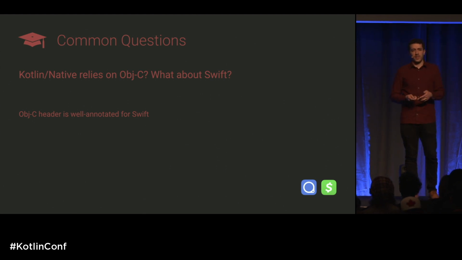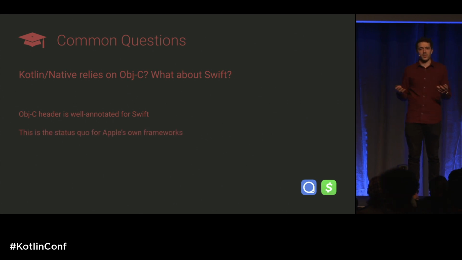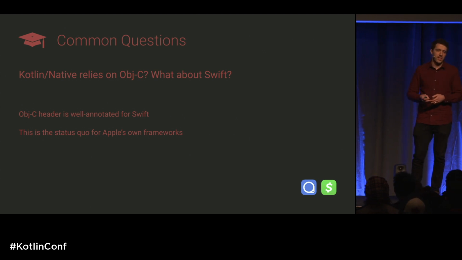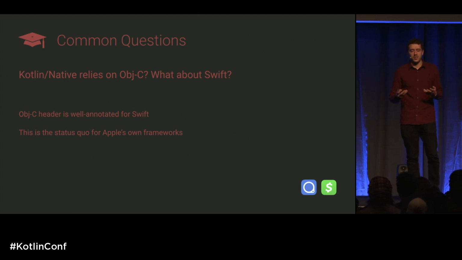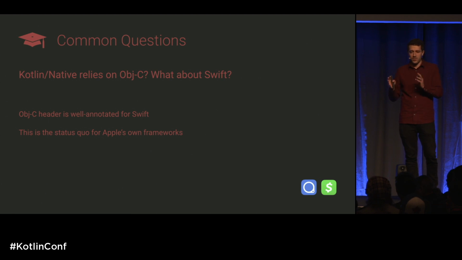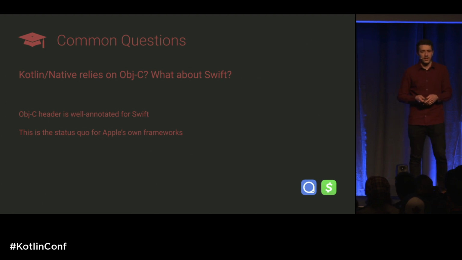The other important point, I think, to recognize is that this is actually the status quo for the vast majority of Apple's system frameworks. Most of their frameworks are still an Objective-C header. They're nicely annotated so that they feel Swifty when you're interacting with them. Now, Apple is moving more and more towards native Swift-only frameworks with SwiftUI and Combine. And hopefully JetBrains will adapt as well.